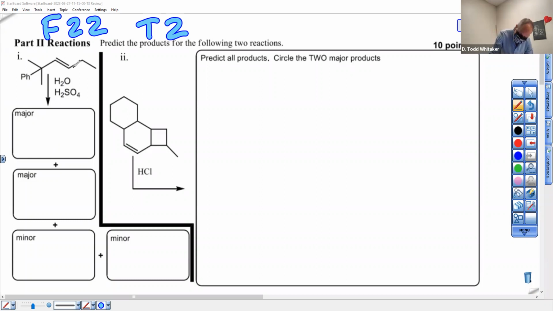So I'm going to draw the most minor product right now. Phenyl, methyl, methyl, C with a new OH right there. And another minor product is the unrearranged one with the other cation.